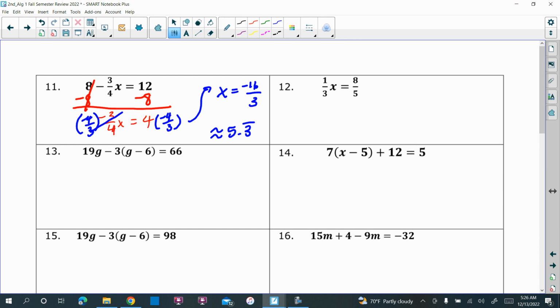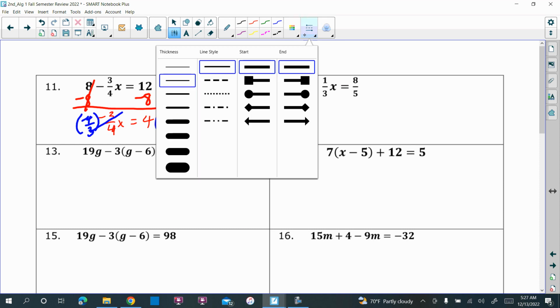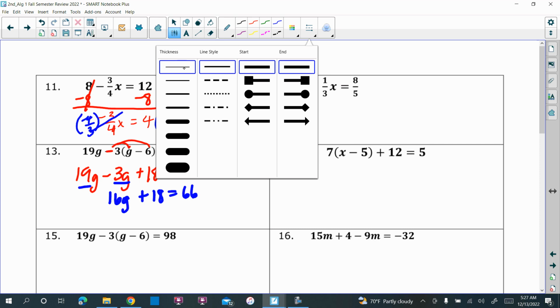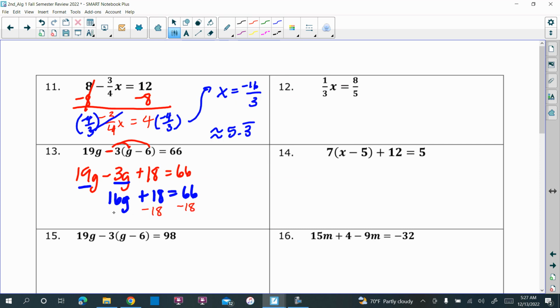I do want to talk about 13 because you have some distributing here, but don't forget your signs. It's like saying distribute a -3. So 19g minus 3g, and a negative times a negative gives you a positive, so plus 18 equals 66. And then we're combining the like terms to simplify the equation, and that's going to give us 16g plus 18 equals 66. And then we need to isolate that 16g by subtracting the 18 on both sides.